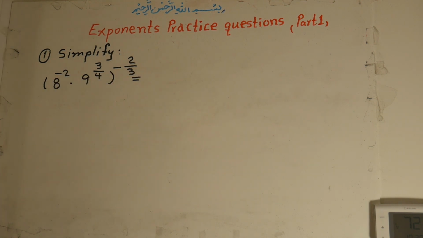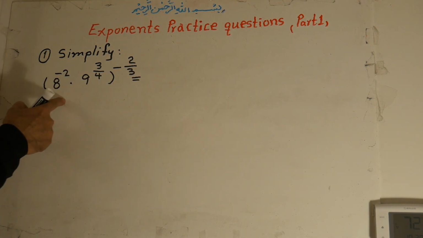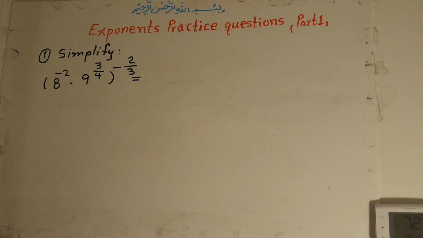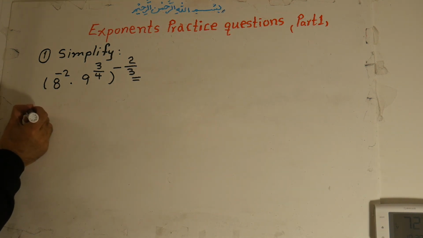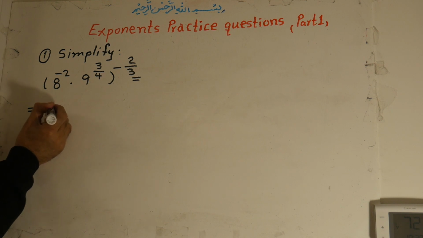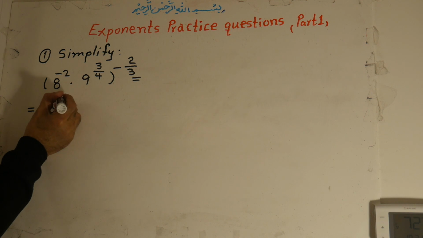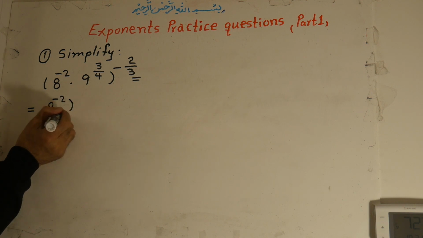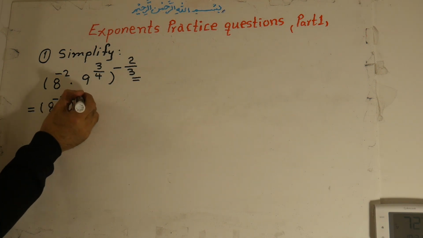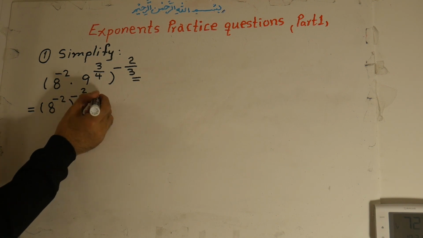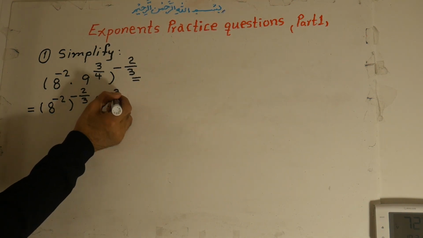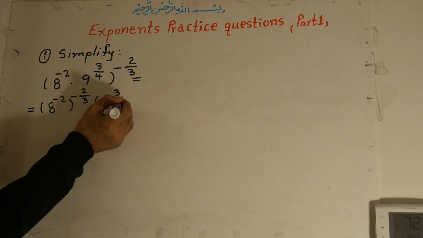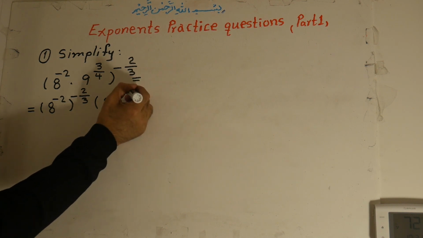Now we see that this one and this one are both to the power of negative 2/3. We can write both of them separately. It is equal to 8 to the power of negative 2, all to the power of negative or minus 2/3, times 9 to the power of 3/4, all to the power of negative 2/3.